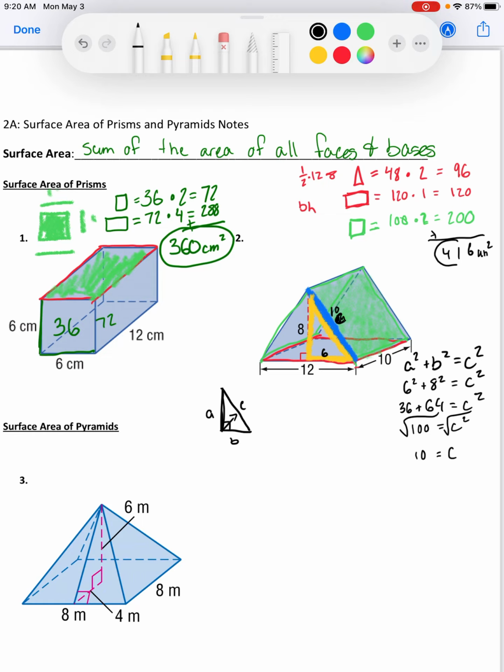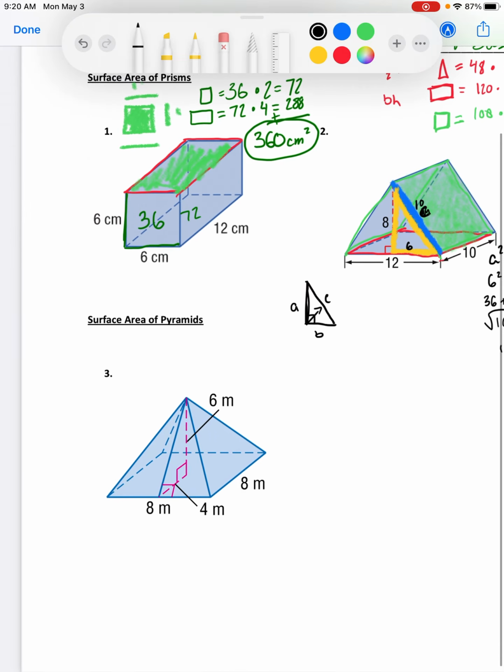416 units squared. And just another reminder, make sure you have that squared on your units to signify that it is in fact square feet, not linear feet.